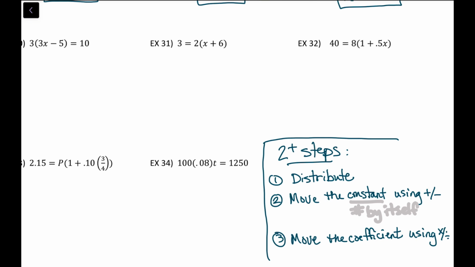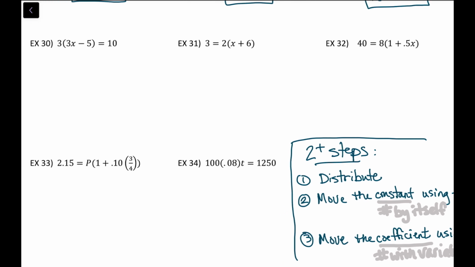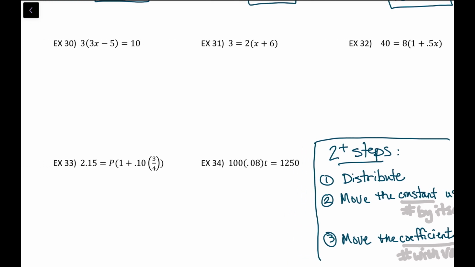And then just to make sure we know, coefficient is the number with the variable. The coefficient is the number with the variable. So steps 2 and 3 we've been doing on those previous problems we were just working. Right now we're adding step 1, and we're going to use that for problem number 30 here.